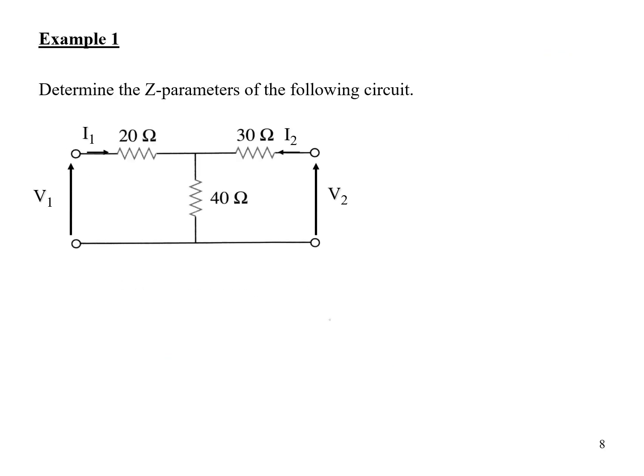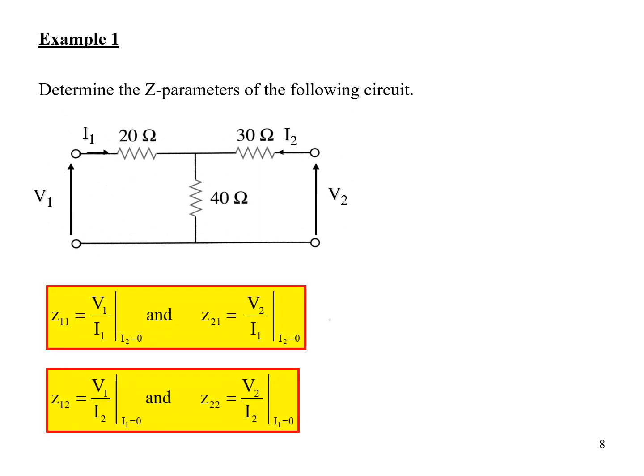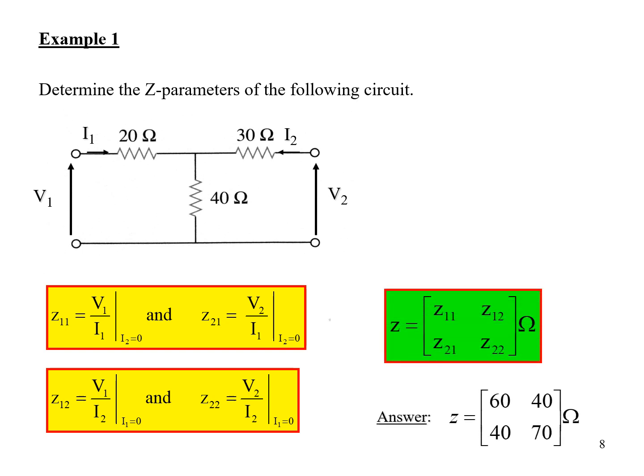Now let's look at an example. We have this two-port network. It contains purely resistive elements, 20, 30, and 40 ohms. The labels I1, I2, V1, and V2 are at the two ports. We can get the terms Z11, Z21, Z12, and Z22 using the given formulas, and let's look at them one by one.